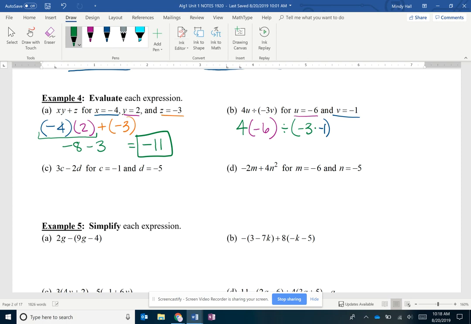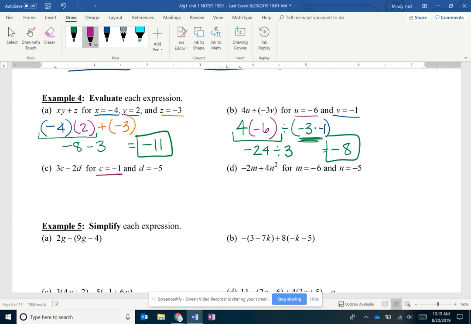So then, order of operations, we go left to right. Multiplication, we do 4 times negative 6, which gives us negative 24, divided by negative 3v, which would be positive 3. And then, by the way, in case you're wondering why we didn't do the division first, these are in parentheses and we can simplify. So the negative 24 divided by 3 is negative 8. Okay.